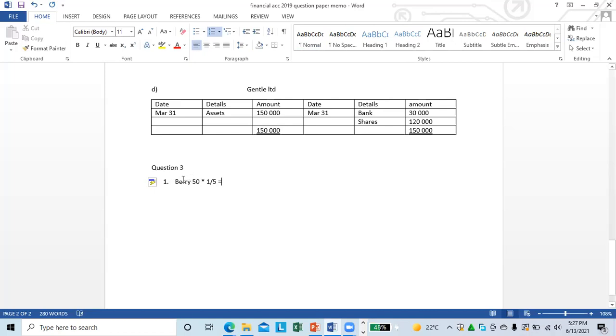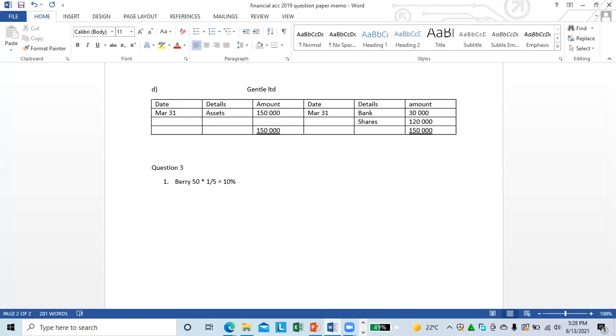Barry had 50% interest, and he sold off 1/5 to Rita. So 1/5 of 50% is how much? Anyone to calculate? 0.1. That is the same as 10%. Yes, so it's actually 10%, meaning that he sold off 10% to Rita.